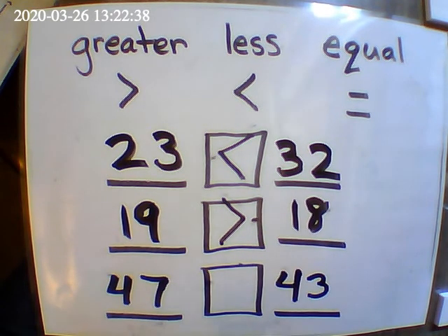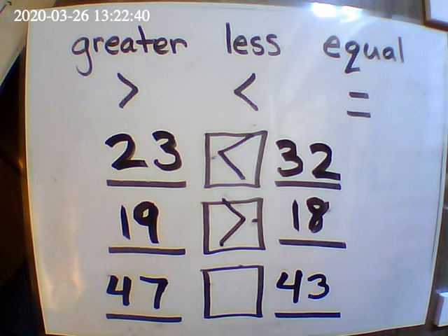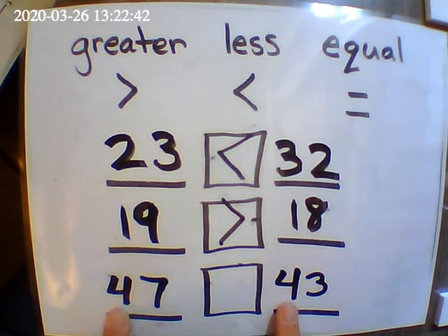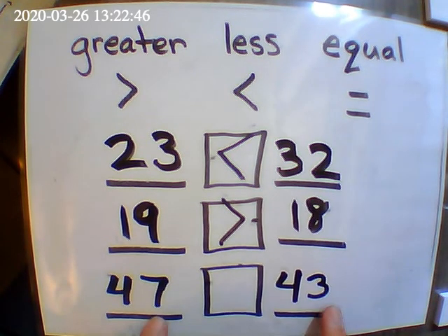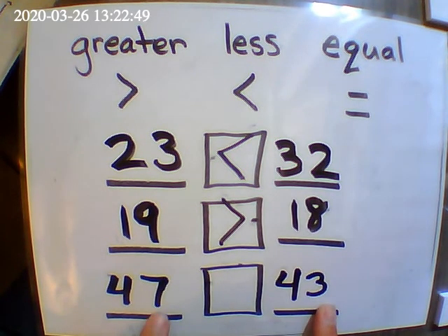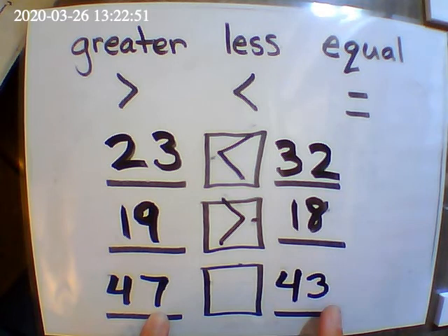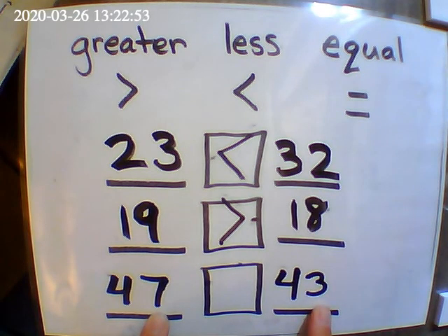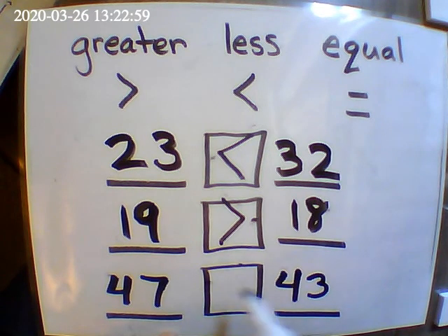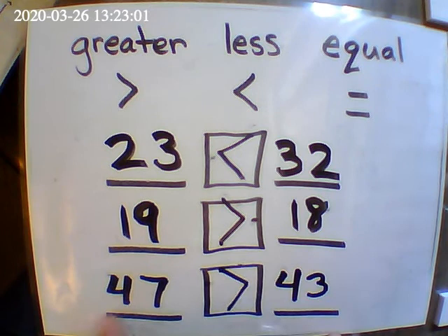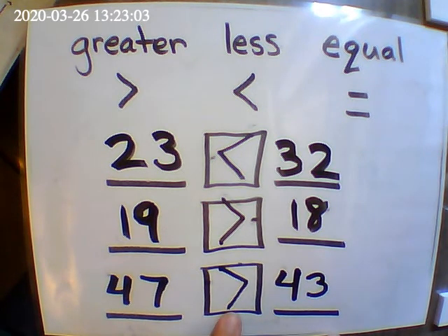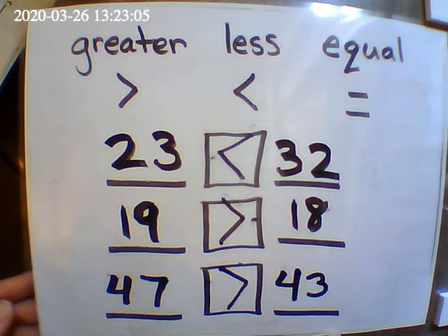Moving on, we have 47, 43, so touch the tens. And they are the same, so we jump to the ones. We have 7 ones in 47 and 3 ones in 43. Which one is greater? The 47, the 7 ones is greater. So the way we would read this is 47 is greater than 43.